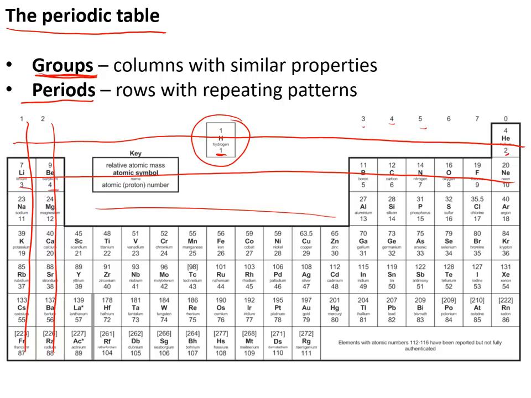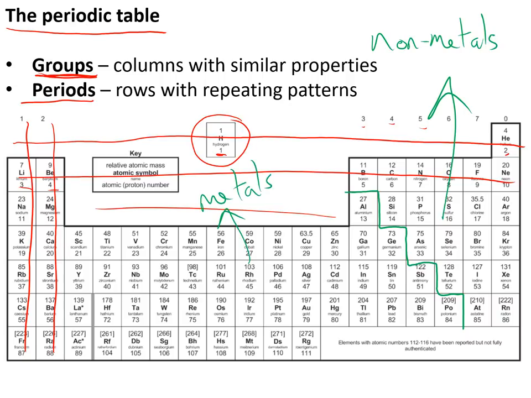For example, where metals and non-metals are found. So if we start here and draw a stepped line down, like that, zigzag, zigzag, zigzag, everything over here, these are the non-metals. And everything over on this side is metals. And you can see there are a lot more metals than non-metals.